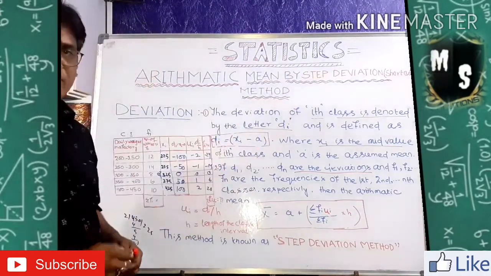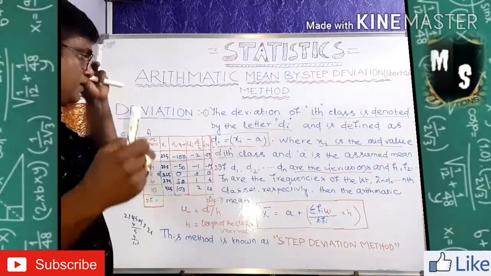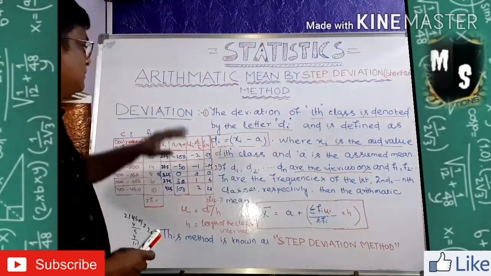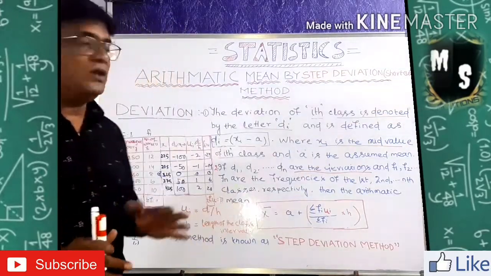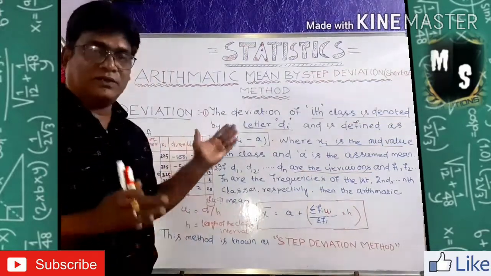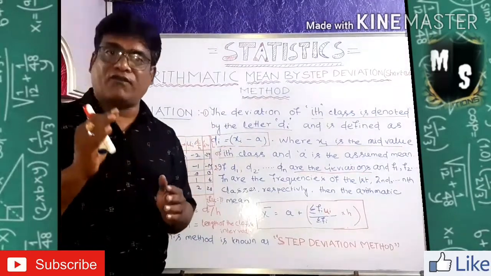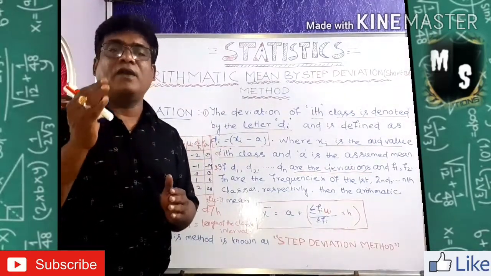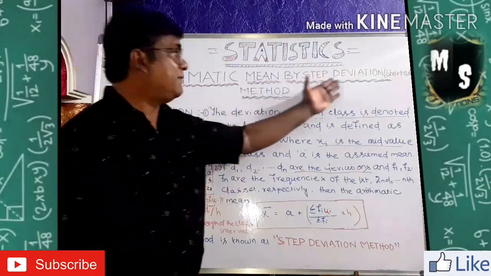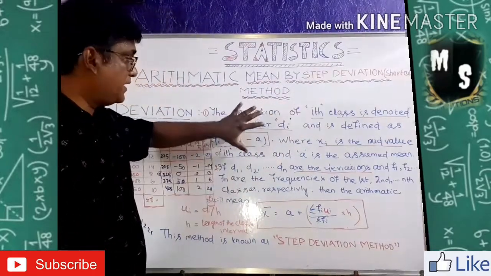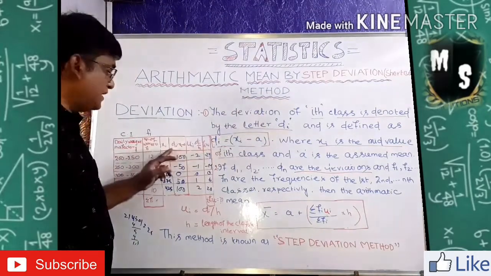I hope you understood it. Again, I am saying for 2 minutes. For the assumed mean method, we go up to the deviation, then a plus sigma fi di, and after that sigma fi di. Forget that. Now comes the step deviation. In step deviation also you are putting a deviation column.